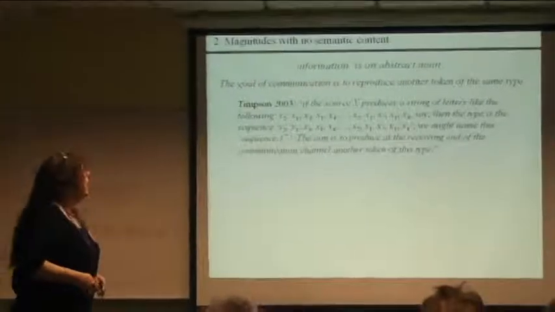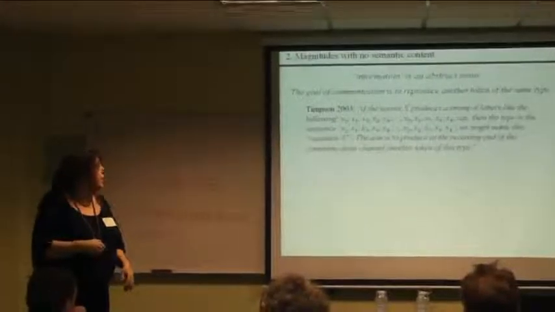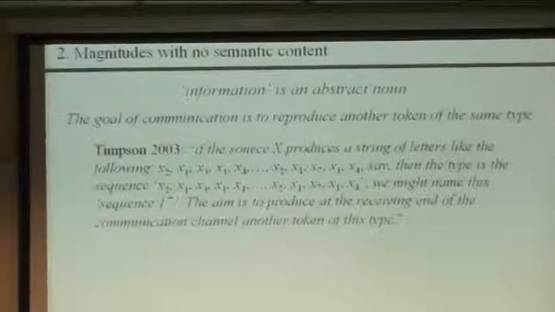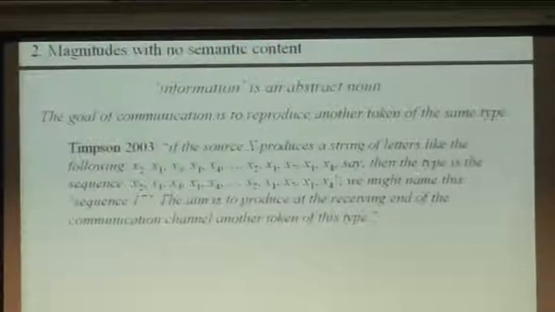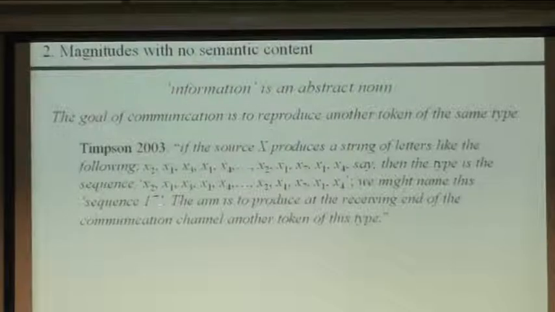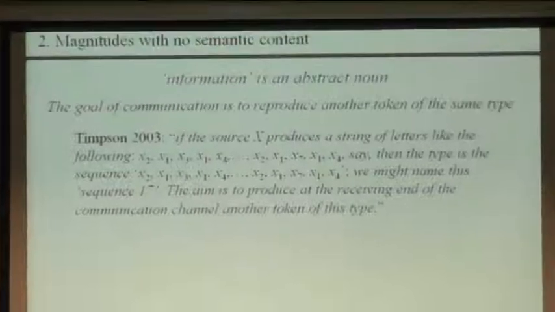Timpson says, if the source produces a string of letters of the following form, then the type is the sequence. We might name that sequence 17. The aim is to produce at the receiving end of the communication channel another token of this type.